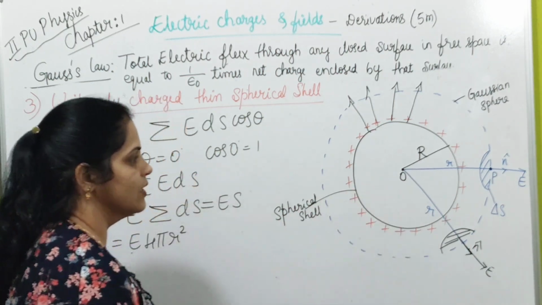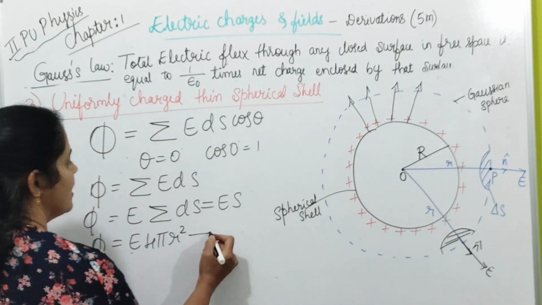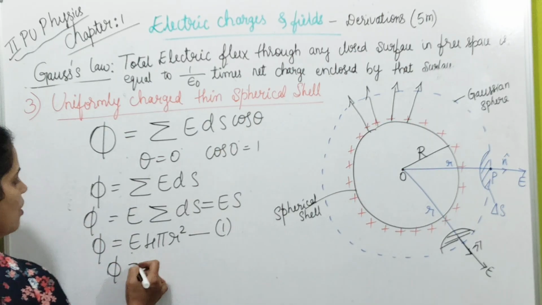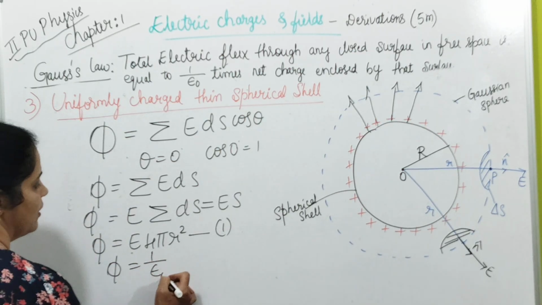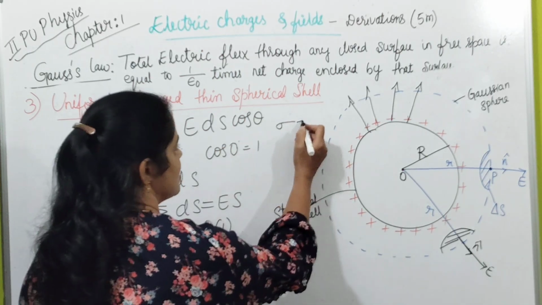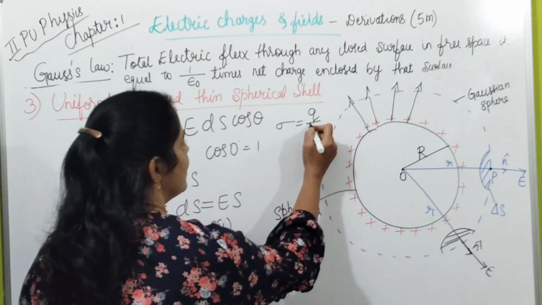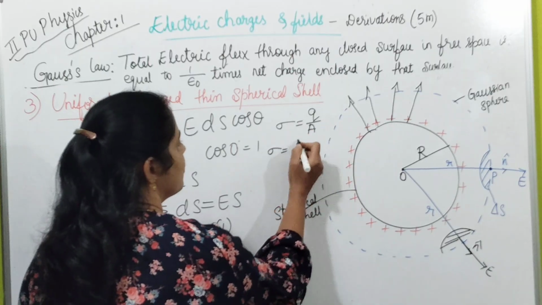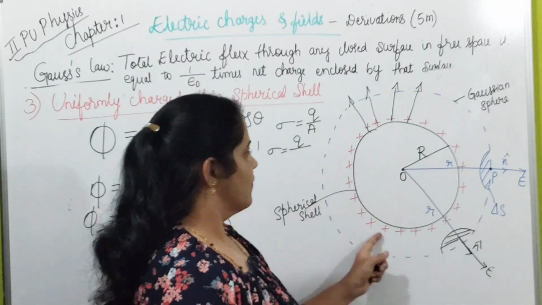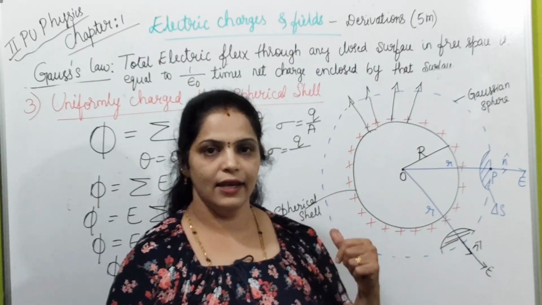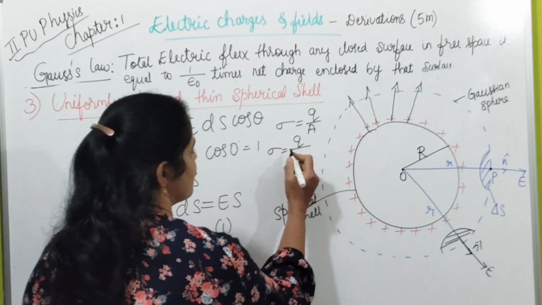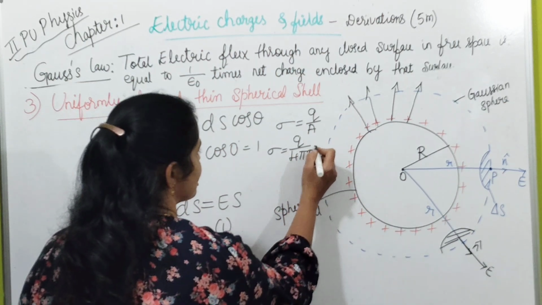Small r is the radius of the Gaussian sphere. Let me write this as equation 1. Now let us use Gauss law. Gauss law is 1 over epsilon naught into Q. Here we are using surface charge density only, that is Q by A, where A is the area of this spherical shell. So the shell is a sphere, and that's why the area of the sphere is 4 pi capital R square.